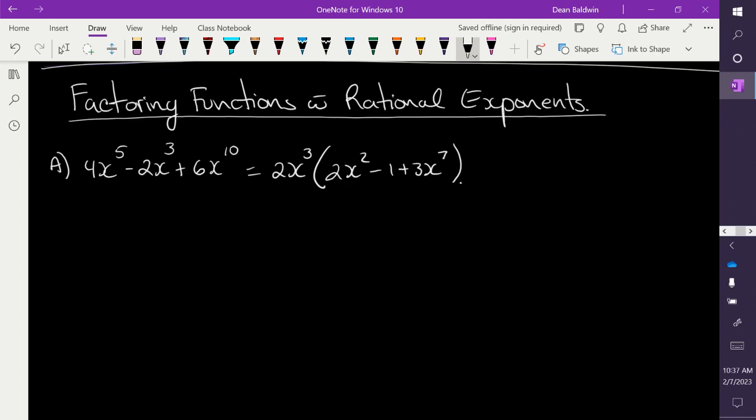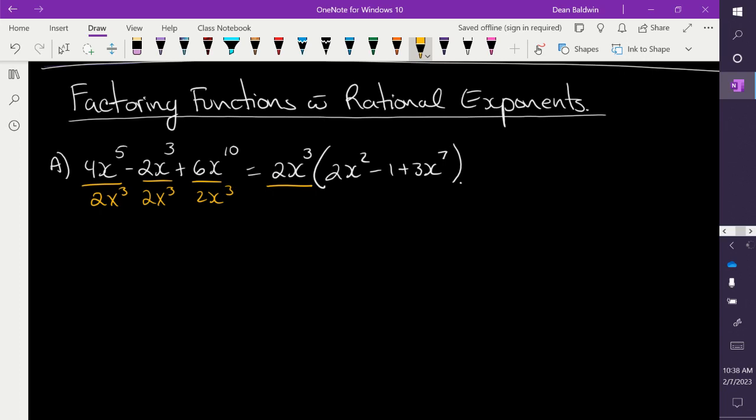So what you factor out, I just want you to really think about what you're doing here. Whatever you factor out, you actually divide each term by that factor. You were probably told this a long time ago, but then forgot it. So that's how you get what's left inside here, right? 4 divided by 2 is 2, x to the 5th over x cubed, you subtract the exponents, you get x squared. That's 1, that's 3x to the 7th. That's how you do it, okay?